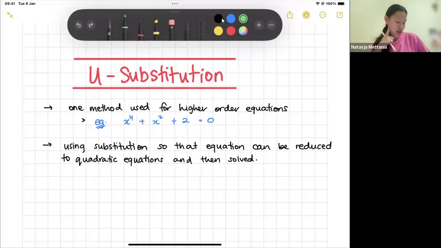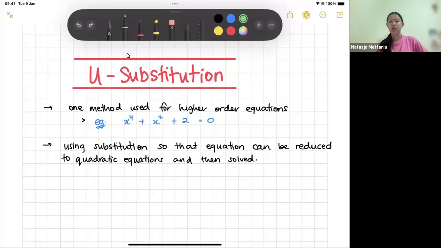Hello, hello. Today we are going to be going through the U-substitution method. This method is basically used for higher order equations, so the x power is not 2. The highest power in that equation is going to be more than 2. For example, x to the power 4 plus x squared plus 2 equals 0, just like this one right here.